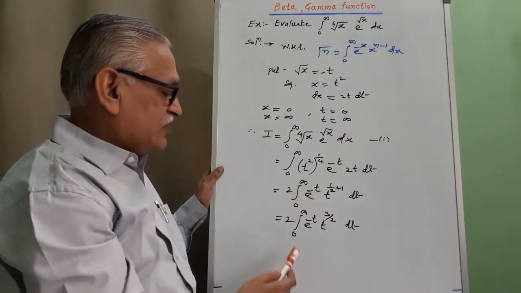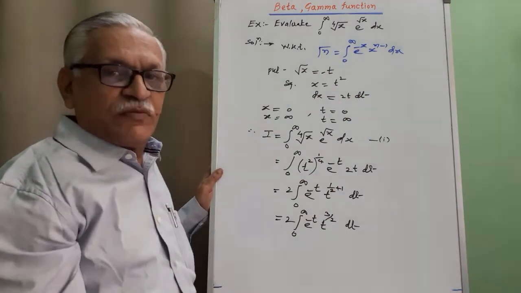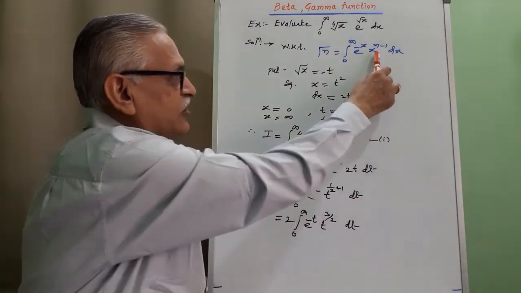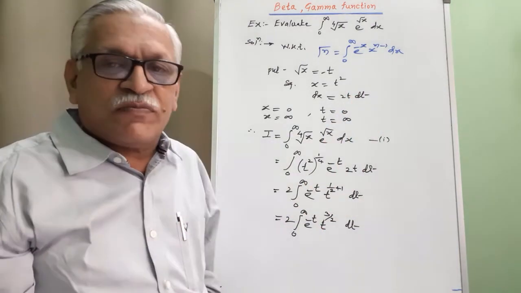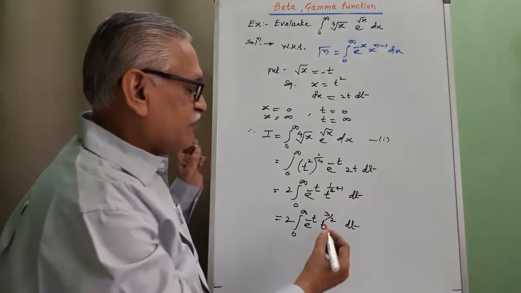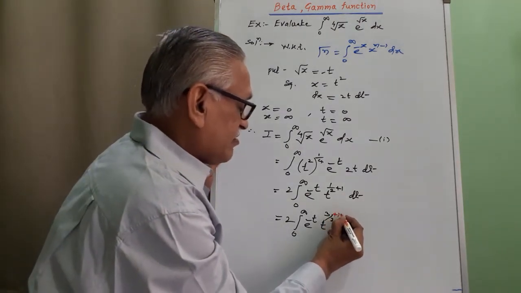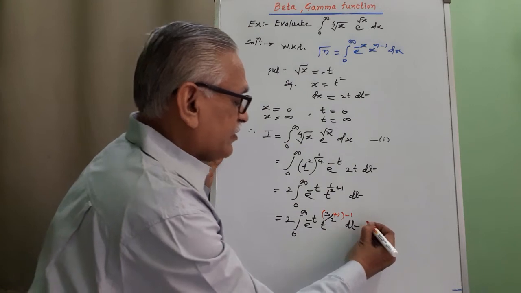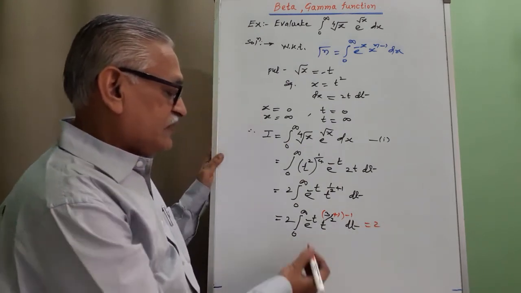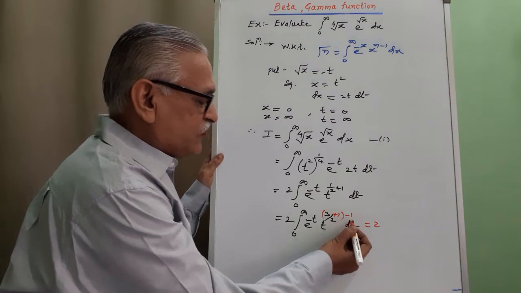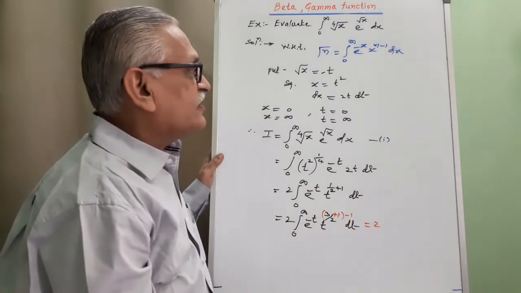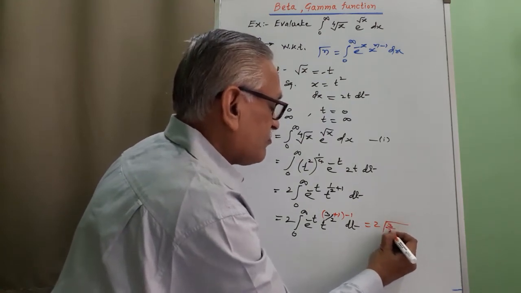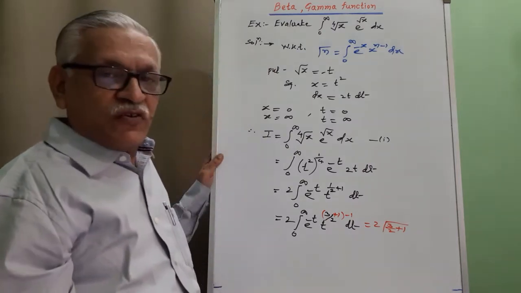Comparing this with the definition, we have the limit 0 to infinity. Yes, we have the same limit. Some e raised to minus x, here we have e raised to minus t, and some x raised to n minus 1, here we have t raised to 3 by 2. Therefore, rewrite that 3 by 2 by adding 1 and subtracting 1. And therefore, it becomes 2 times e raised to minus x, x raised to n minus 1, its integration between 0 to infinity, that is nothing but gamma of n. Therefore, it is gamma of 3 by 2 plus 1.